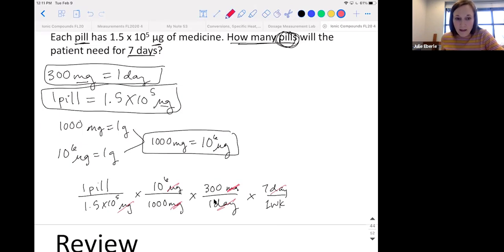Now you just do all the math. How many pills did y'all get? Haley said 14. Do not forget this initial 1 right here. You got to do 1 divided by that big number. If not, you'll get a wrong answer. So if you do all this, you should get 14 pills. So maybe the doctor wants you to take 2 a day, I would imagine.